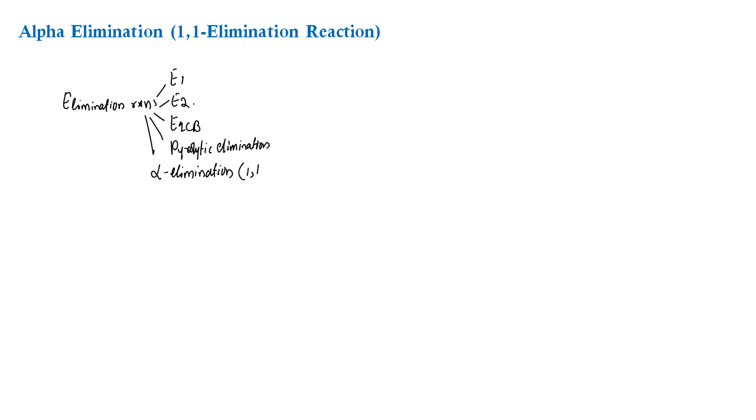These mechanisms include E1, E2, E1CB, pyrolytic elimination, and one last category of such reactions is known as alpha elimination reaction, or we call it 1-1 elimination.